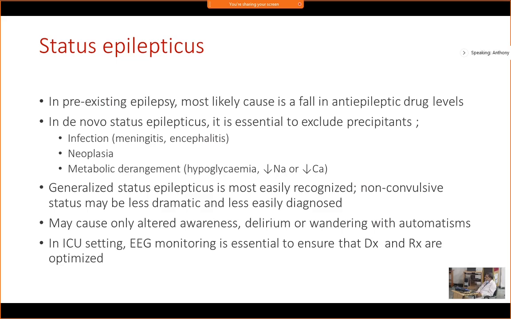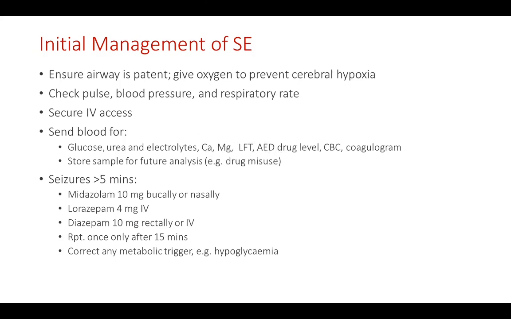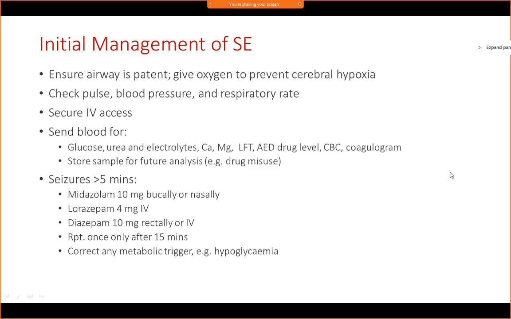In the ICU setting, EEG monitoring helps you to find out whether a person has status epilepticus, and the treatment can be optimized. But most of the time, a person with status epilepticus will not start the seizure in the ICU. Rather, he will be shifted to the ICU. So the treatment in the initial parts will be based mainly on your clinical judgment. What do you do initially? Like in any emergency situation, the initial treatment is like in any emergency in the hospital.